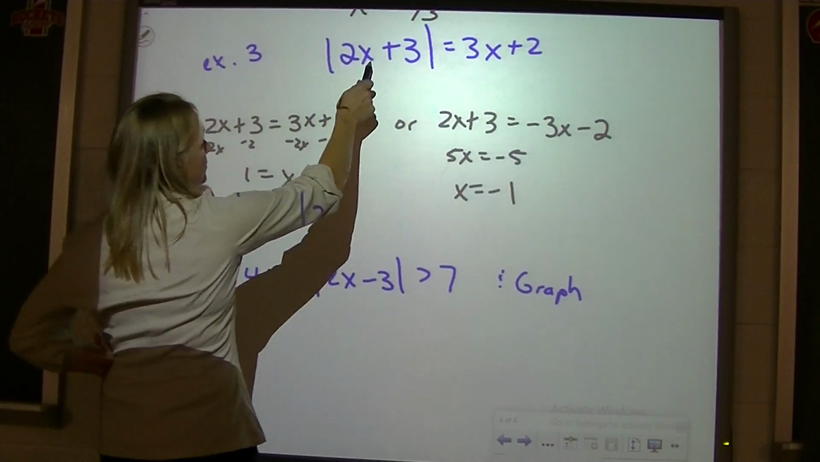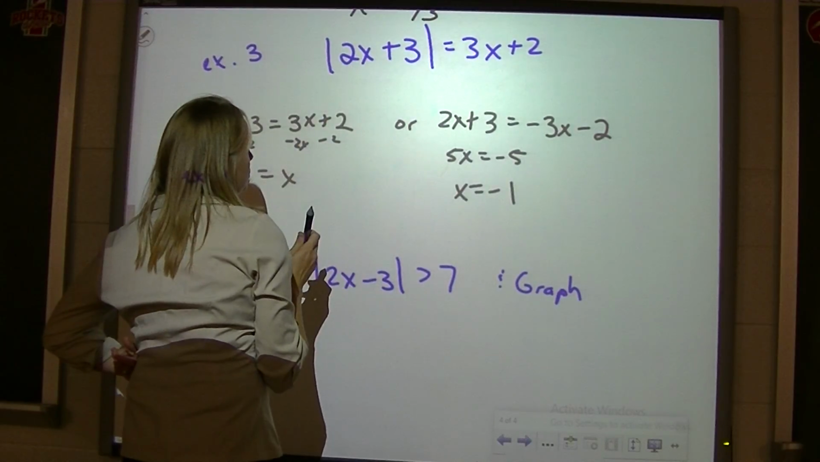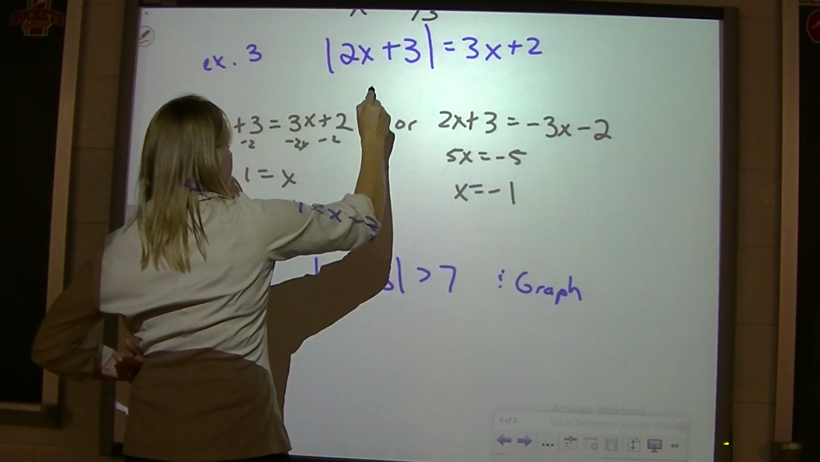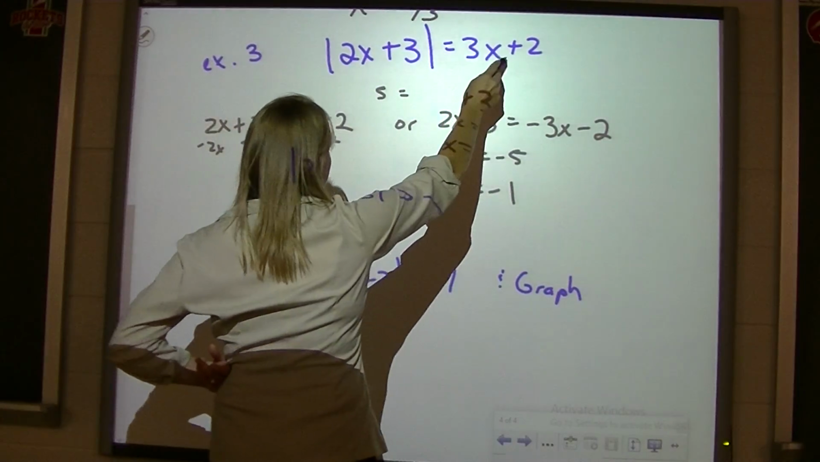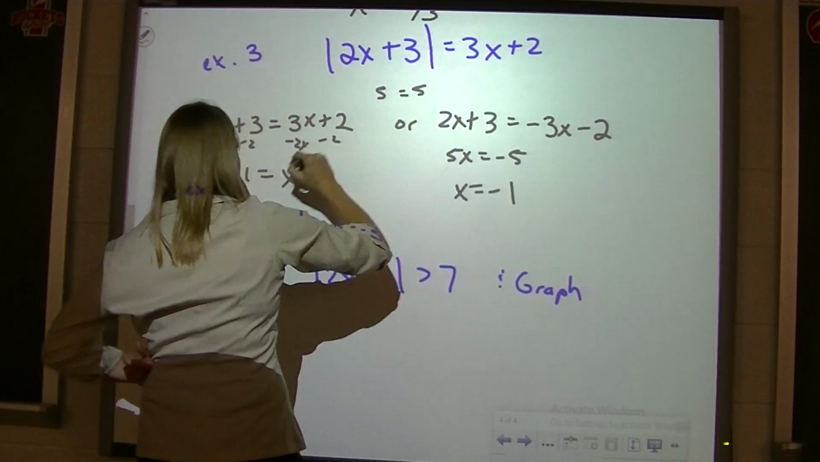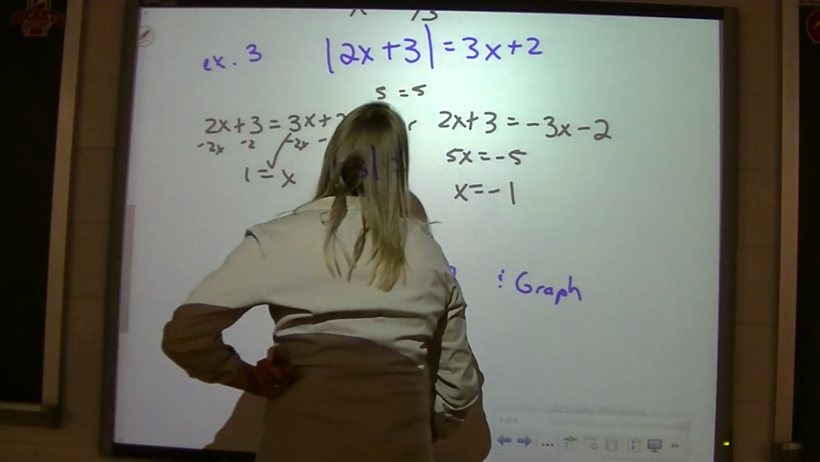When x is 1, 2 times 1 is 2, 2 plus 3 is 5, absolute value of 5 is 5. Okay, equals 3 times 1 is 3, 3 plus 2 is 5, 5 equals 5, that checks out, we're good.